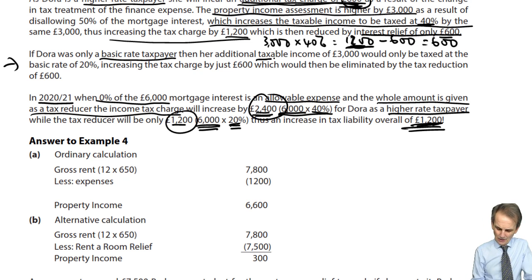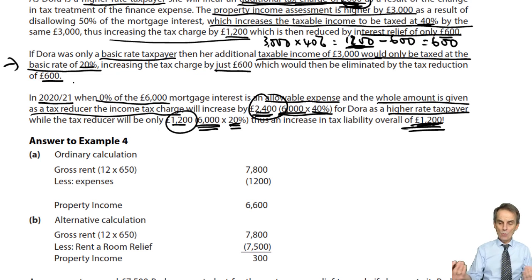So, increase in taxable income, as we've already said, of £3,000. That would then only be taxed at a marginal basic rate of 20%. So that's a tax charge of £600. How much is our tax reduction? It is also £600, £3,000 at 20%.